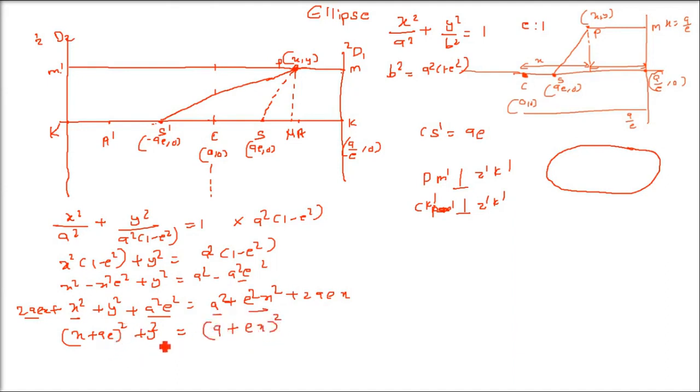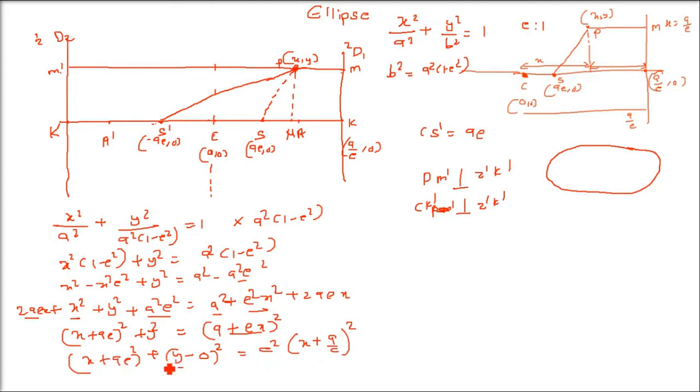Now this x plus ae whole square plus y square, you can write it as y minus 0 whole square. So x plus ae whole square plus y minus 0 whole square, or you can write x minus of minus ae. And I am taking e square common from the right hand side. So you get x plus a by e whole square, e square outside.